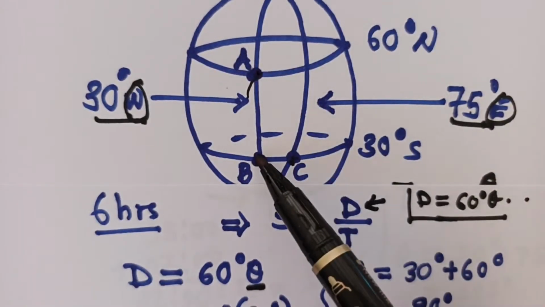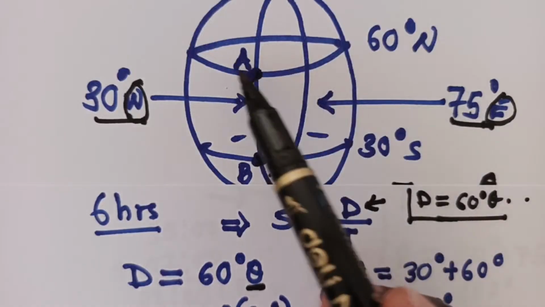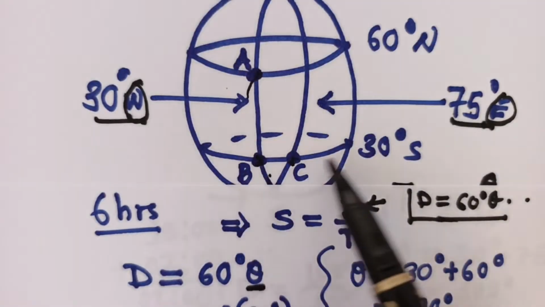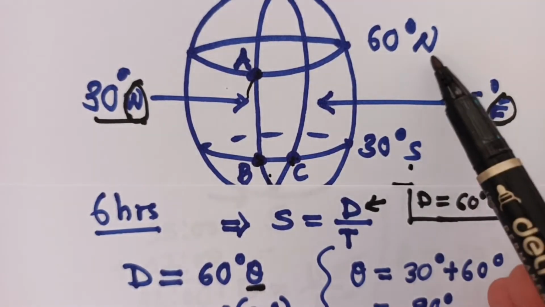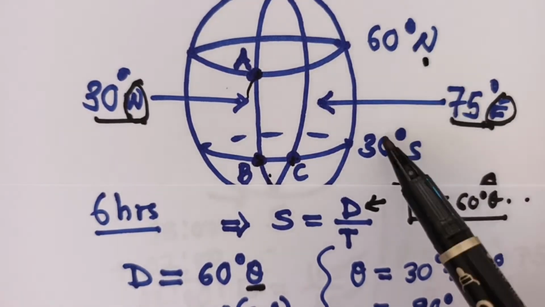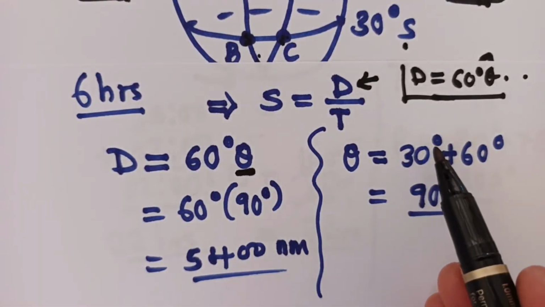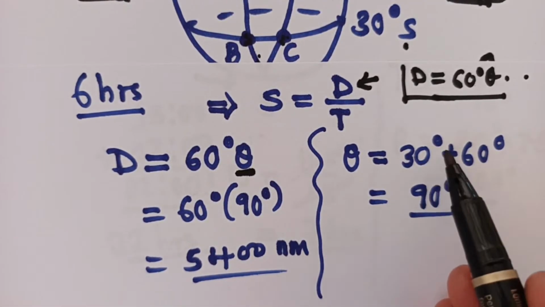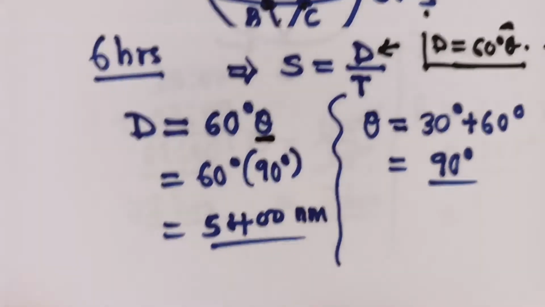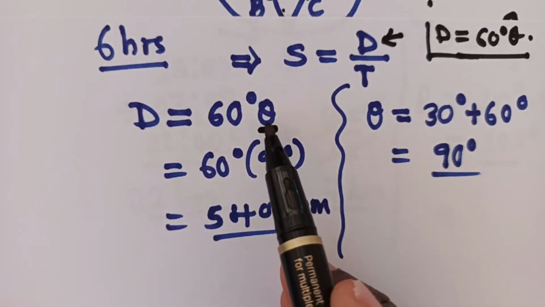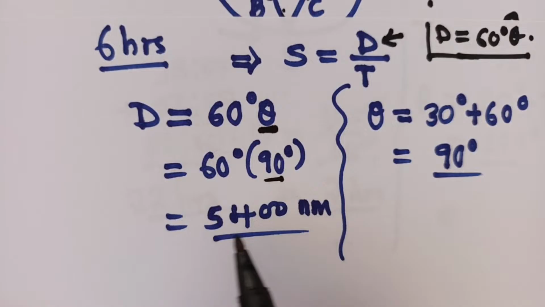from A to B. A is at 60 degrees north, while B is at 30 degrees south. This is south, this is north. They are different, so we're going to add these two. And this is how I found the theta. 60 degrees plus 30 degrees, I've gotten a 90. So this 90, you substitute it where theta is. You multiply these two, you are getting this distance.